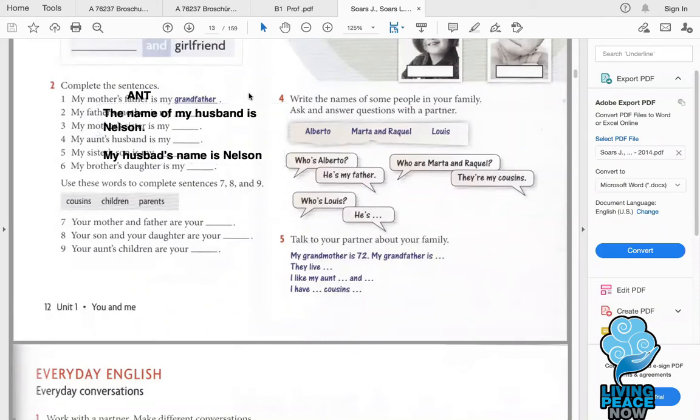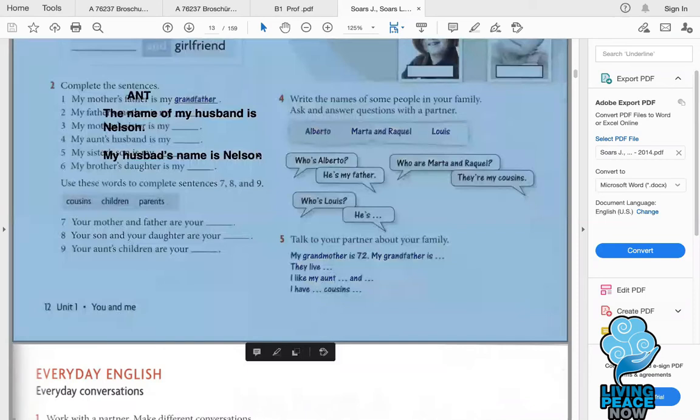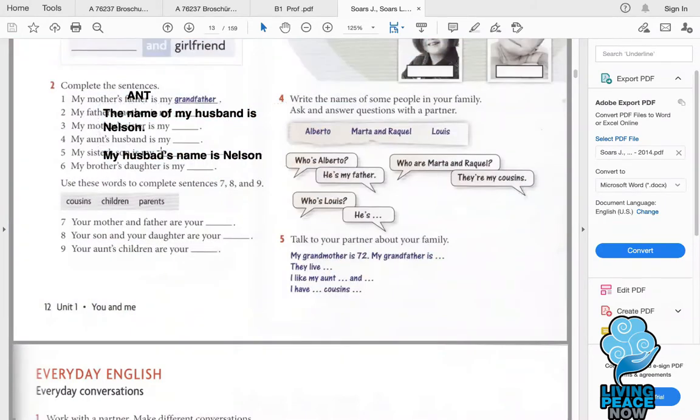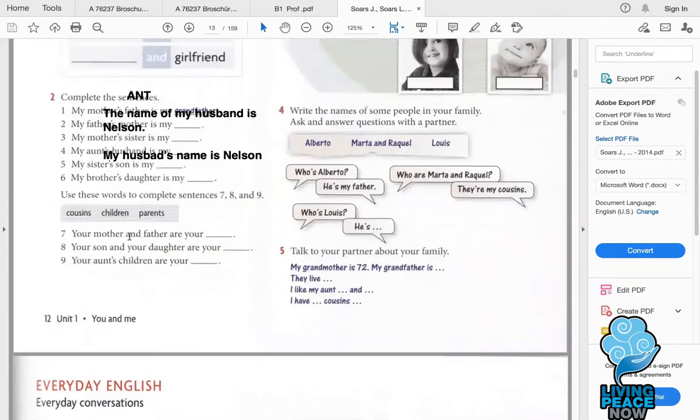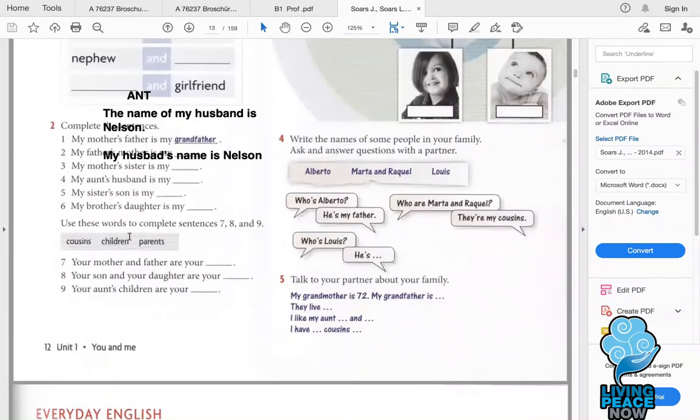Okay, so we move on, and honestly, I just don't know how to remove this one. Oh my God. Okay, I will take care of this later. Anyway, the second part of this activity is to use words to complete sentences 7, 8, and 9. We have 3 words: cousins, children, and parents. A cousin, who can explain who is a cousin? Or who can give us an example? Who is my cousin? Who could he or she be?